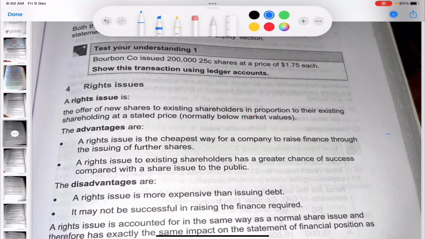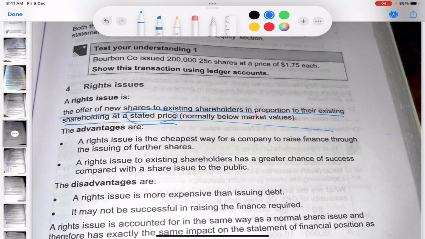So what do you understand by rights issue? The offer of new shares to existing shareholders in proportion to their existing shareholding at a stated price, normally below the market price. There are various advantages of a rights issue. Why do we actually do a rights issue? To raise money. If my company is not that famous, new people might not want to buy its shares. But existing shareholders might be interested to buy because they already have interest in our company and have already invested their money in it. You get the point?